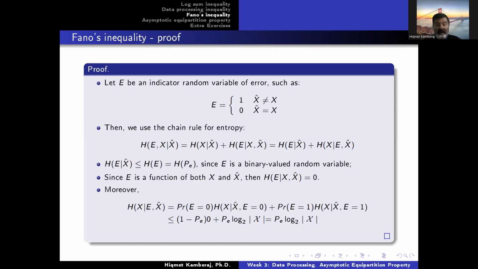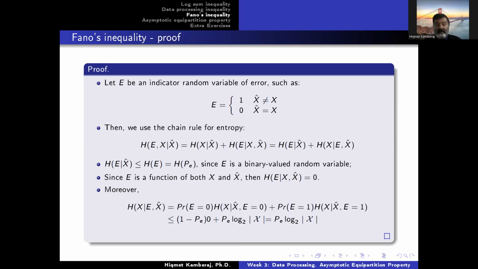Now, since E is a function of both x and x hat, the entropy of E given x and x hat is equal to 0. Moreover, the entropy of x given E and x hat is equal to the probability of E being equal to 0 times, using just the definition of the conditional entropy, the entropy of x given x hat and E equal to 0, plus the probability of E equal to 1 times the entropy of x given x hat and E equal to 1.